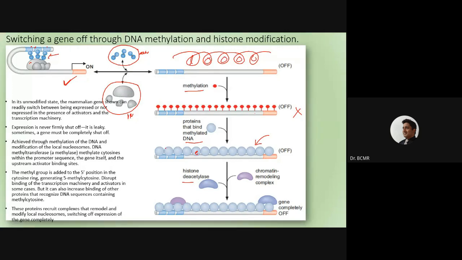And the proteins that bind here attract histone deacetylases and chromatin remodeling complexes. As a result, because of histone deacetylation, the chromatin can become much more compressed, like this, like the formation of heterochromatin. So it doesn't mean that this is the only way.